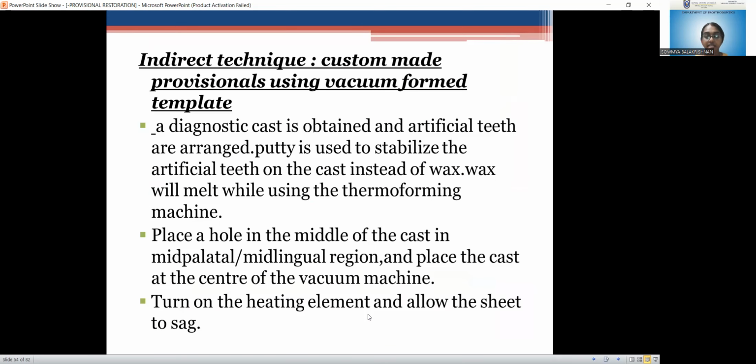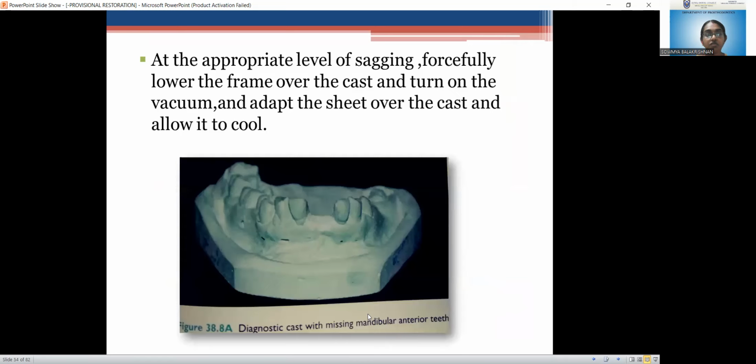Next is the indirect technique, custom made provisionals using a vacuum formed template. That is, a diagnostic cast is obtained and artificial teeth are arranged, and putty is used to stabilize this artificial teeth on the cast instead of the wax. This we can easily understand from the figure itself. This is a patient having missing anterior teeth, and we can see the diagnostic cast with missing mandibular anterior teeth.